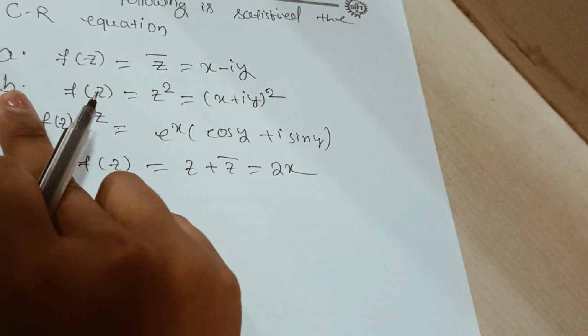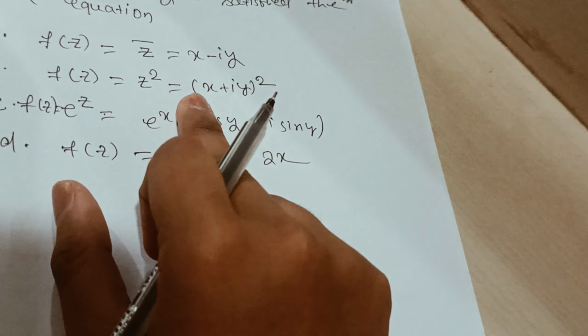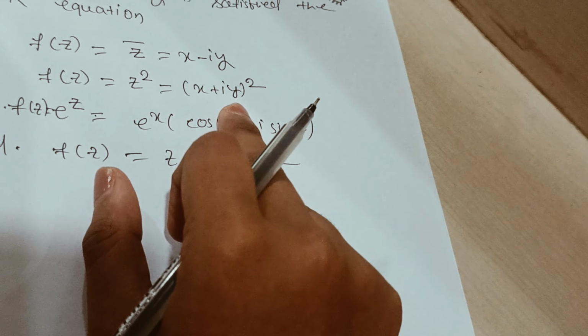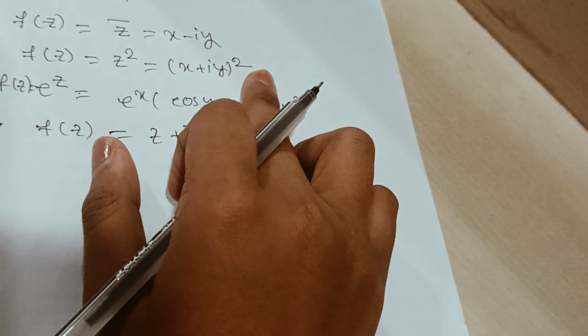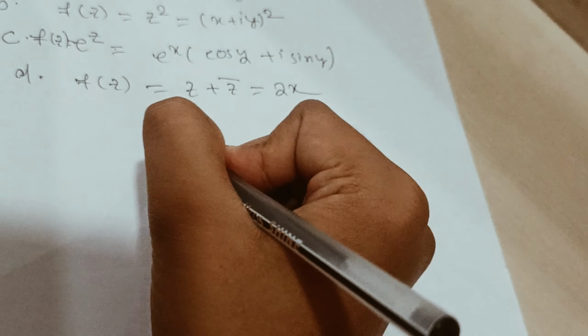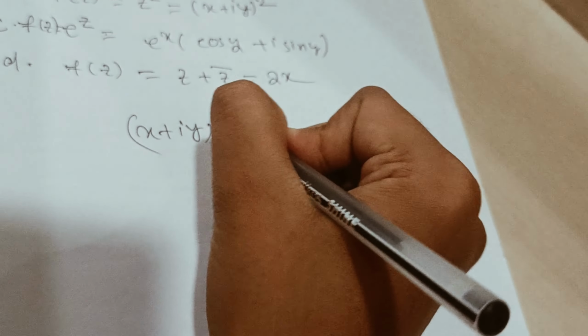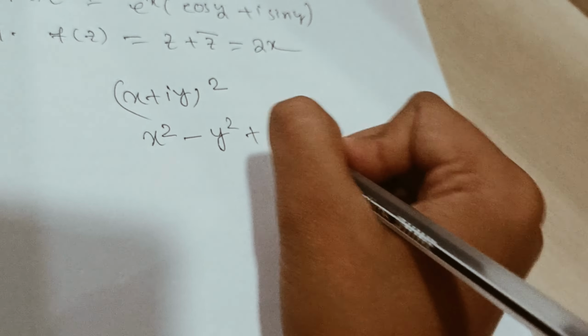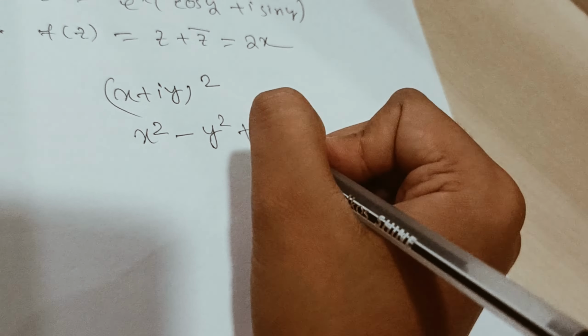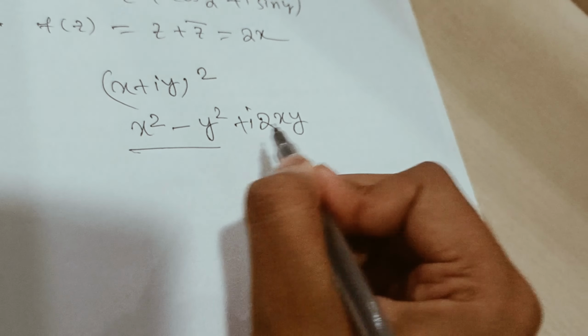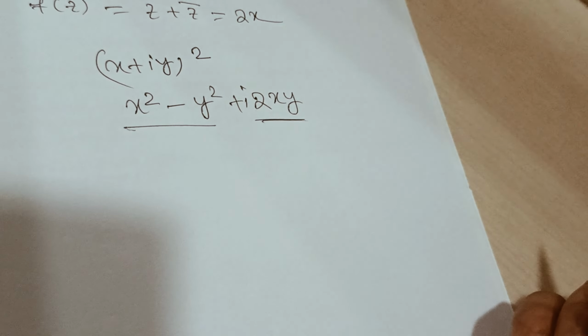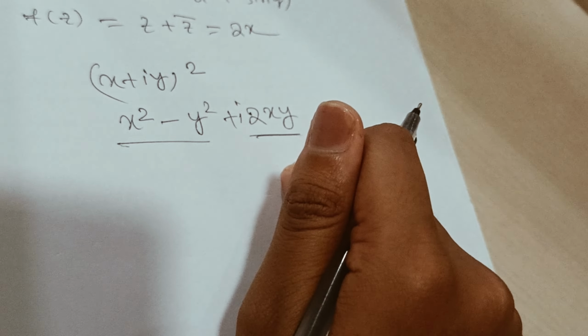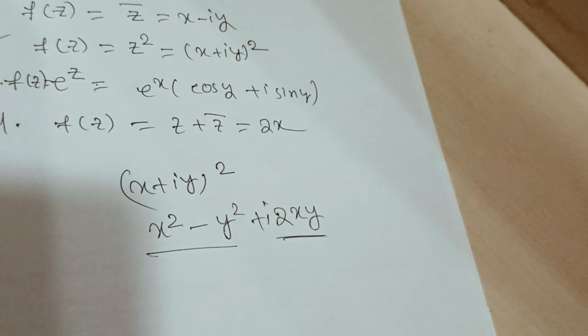And option B, f of z equals z squared, which equals (x plus iy) whole squared, which equals x squared minus y squared plus 2xyi. This is the real part and this is the imaginary part, and it satisfies the CR equations. So option B is correct.